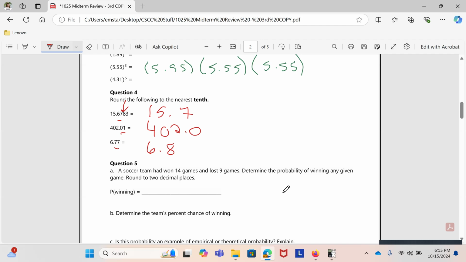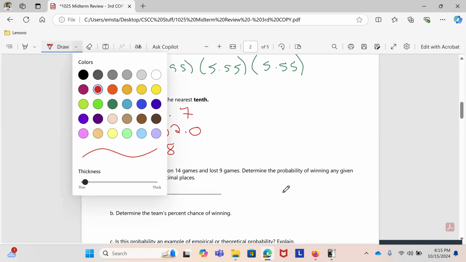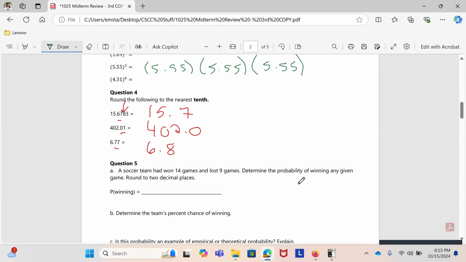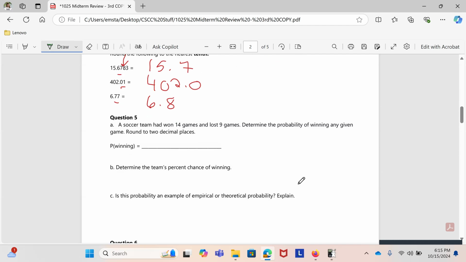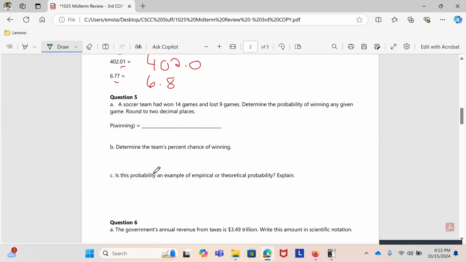All right. I don't like using red, but it shows up more on that part of it. Number 5 is when we start talking about probability. You'll see the probability notation here. Probability of winning equals. So we've got to figure out what information they're giving us.